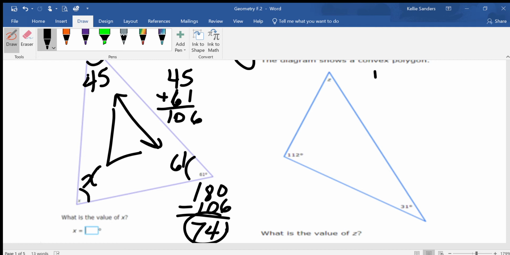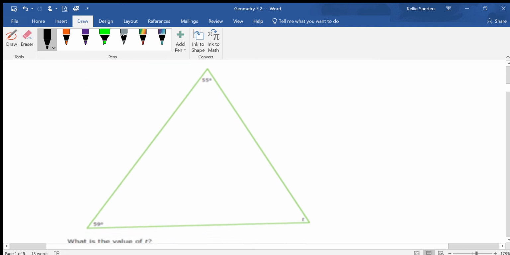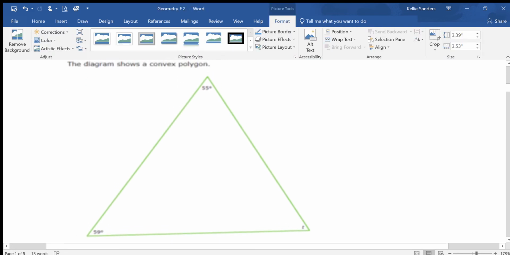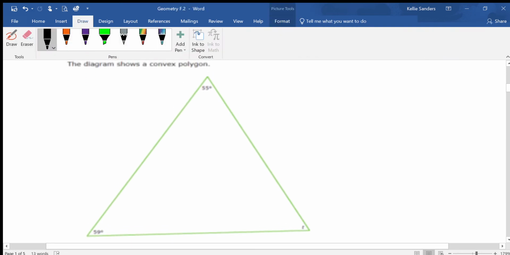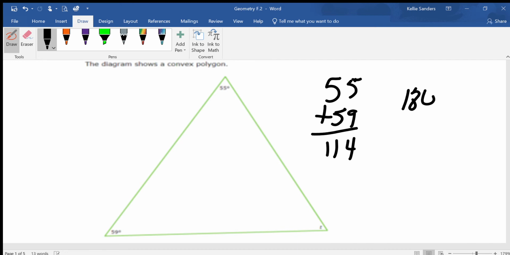Okay, so 112 plus 31 is 143. 180 minus 143 is 37. 55 plus 59 is 114. 180 minus 114 is 66.